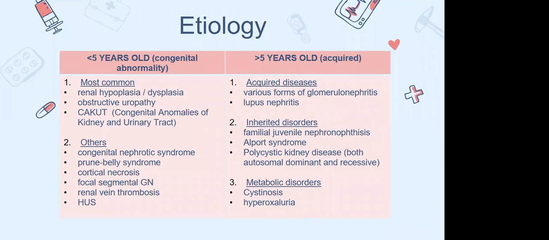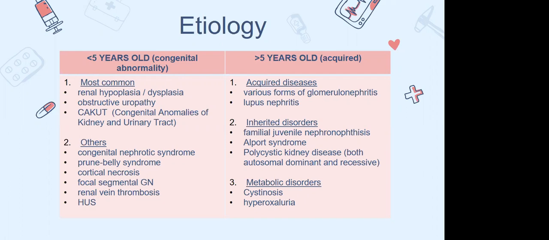For children more than 5 years old, the causes are usually acquired disease, which varies from glomerulonephritis like focal segmental or lupus nephritis. Inherited disorders can also cause CKD, such as familial juvenile nephronophthisis, Alport syndrome, PCKD, and metabolic disorders such as cystinosis and also hyperoxaluria.